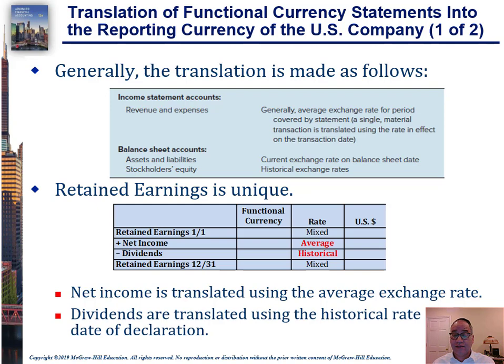We're going to need to take the beginning retained earnings at whatever was carried forward from last year's calculation. We're going to convert over net income at the average rate, dividends at the historical rate, i.e. the date of the dividends, and retained earnings at the end will again be kind of a mixed combination. We'll talk about that.